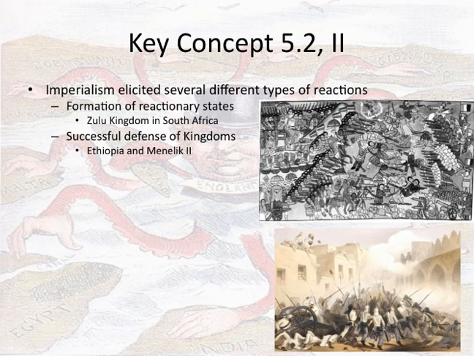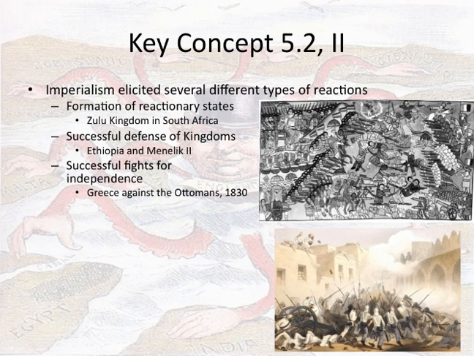In addition to Ethiopia, it's not listed here, but Thailand, which was then called Siam, also repelled European invasions, both examples of successful deterrence to imperialism. You see some places fight for their own independence, so the formation of new countries in the face of imperialism. Obviously, the Ottomans, who had by this time become known as the sick man of Europe, were not able to hold it together, and Greece successfully fought for their independence against the Ottoman Empire in 1830.